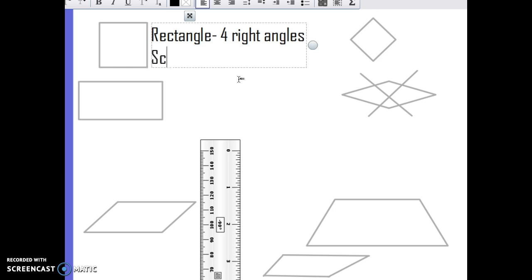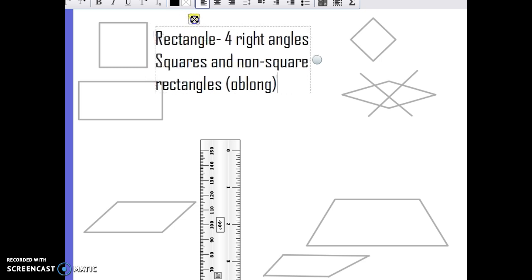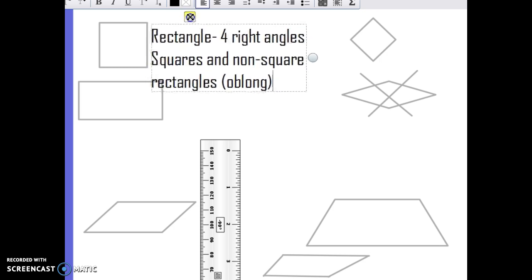And there are squares and non-square rectangles. And they made note that that would be an oblong rectangle. So that was very interesting to learn, and we decided we were just going to throw squares out the window and everything we knew about them.